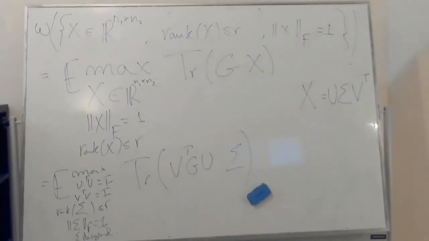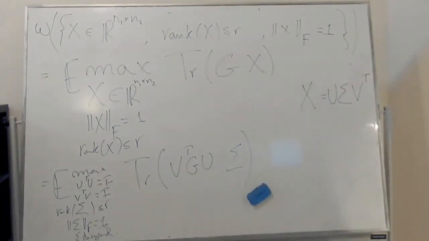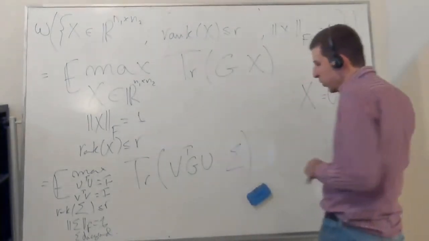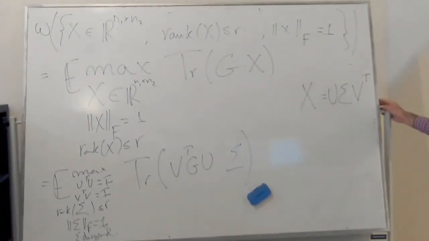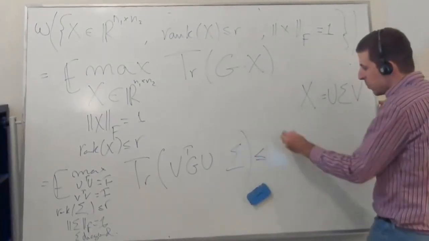Okay, but now sigma only has non-negative singular values, right? It's a diagonal matrix with only non-negative entries on the diagonal. So in particular, it's positive semi-definite. So it's not hard to see that this is smaller or equal.